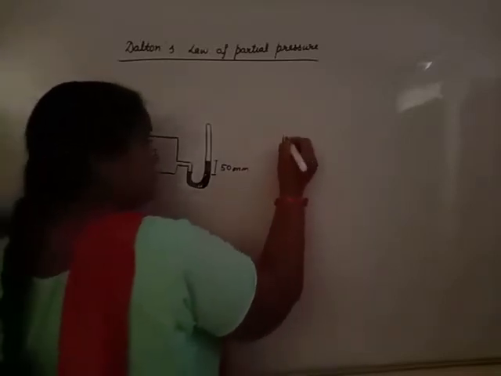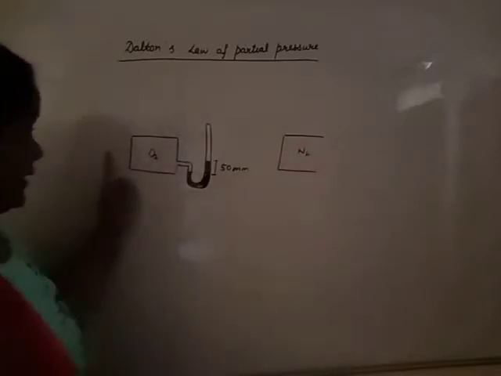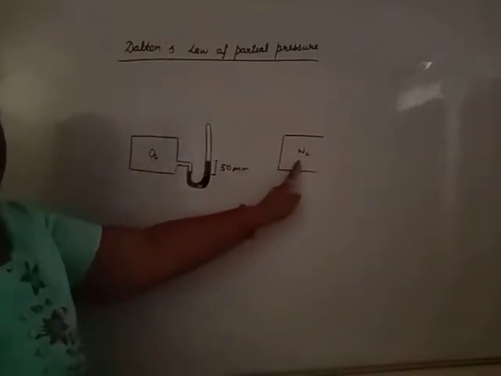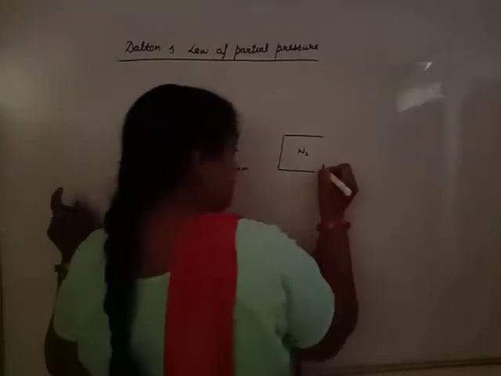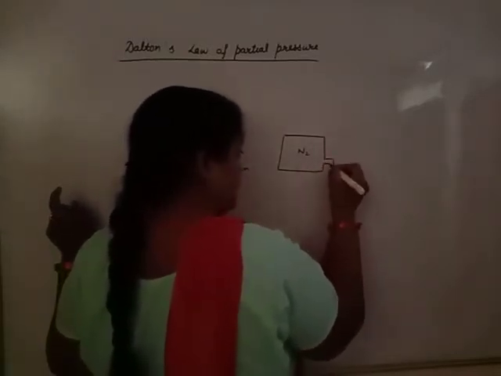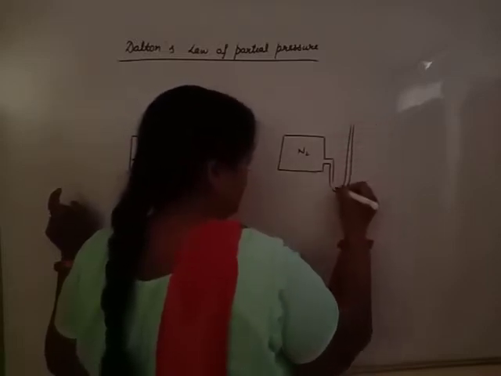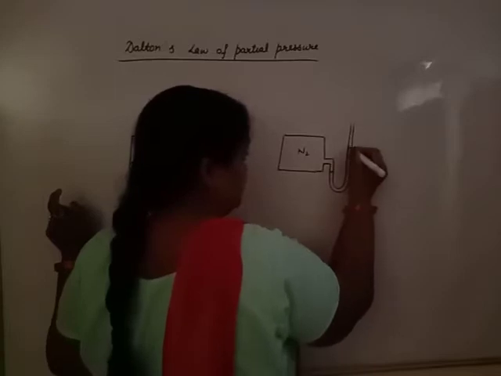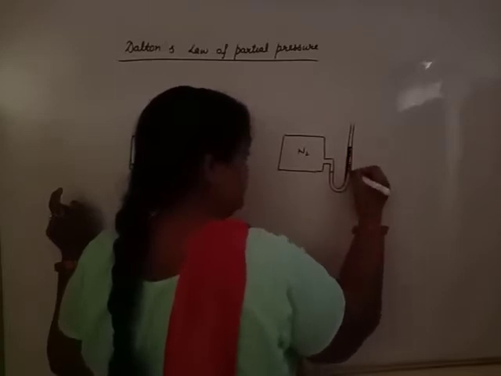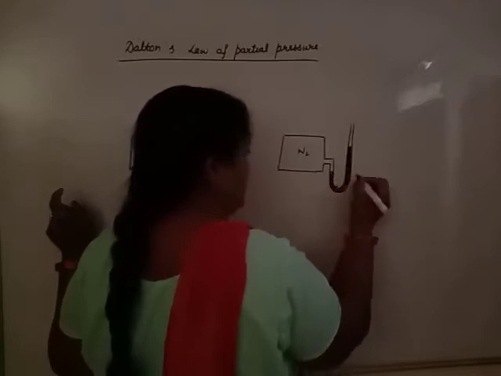Another container contains nitrogen gas. These gases are chemically non-reactive. Beta, another container consists of nitrogen gas, and the partial pressure of nitrogen gas, suppose it is 100. The partial pressure of nitrogen gas is 100 mm of Hg.